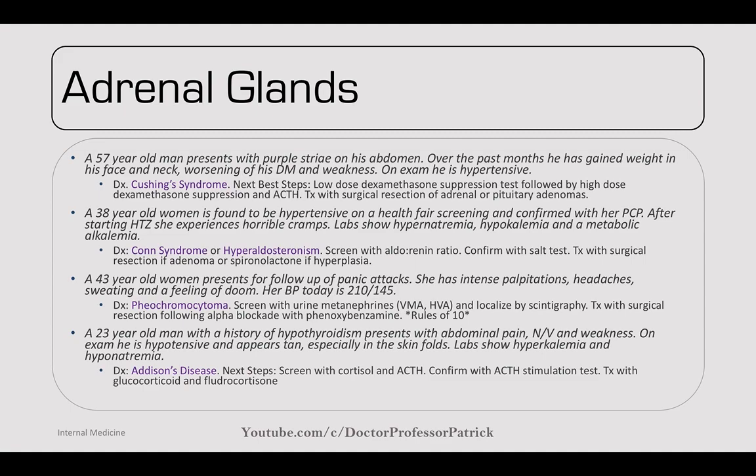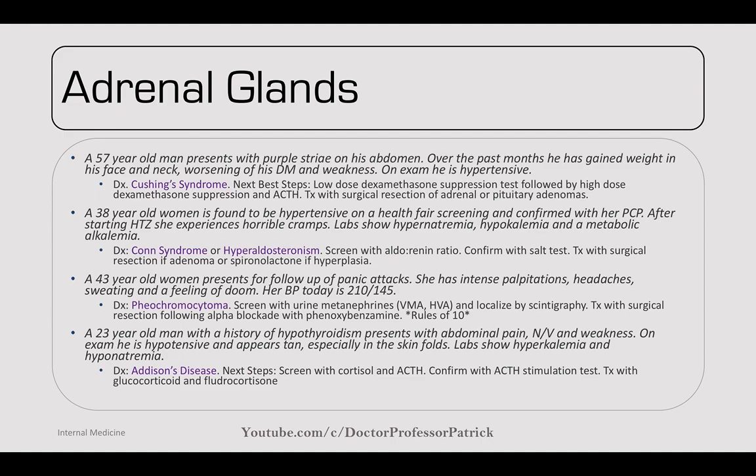So a 38-year-old woman is found to be hypertensive at a health fair screening and confirmed with her PCP. After starting HCTZ, she experiences horrible cramping. Lab studies show hypernatremia, hypokalemia, and metabolic alkalemia. So this is a contraction alkalosis, and this is due to Conn syndrome or hyperaldosteronism. The aldosterone is forcing her to keep as much sodium as possible at the expense of potassium and bicarb.